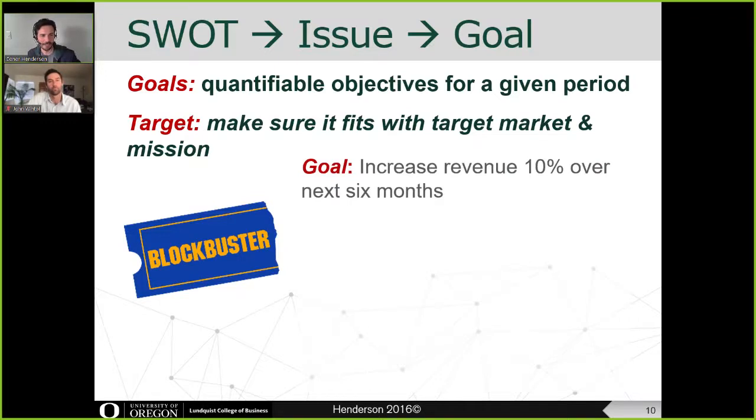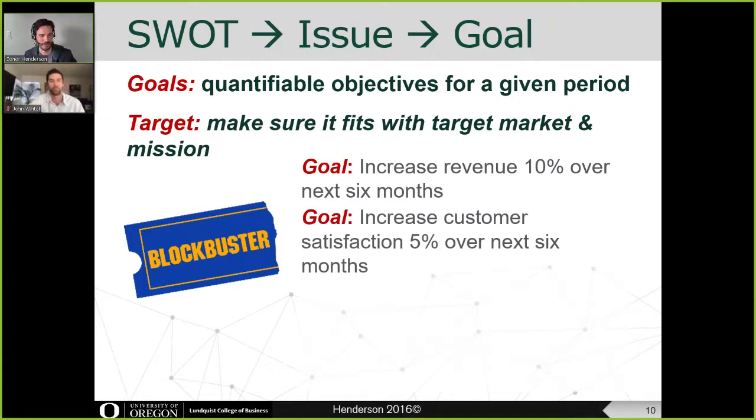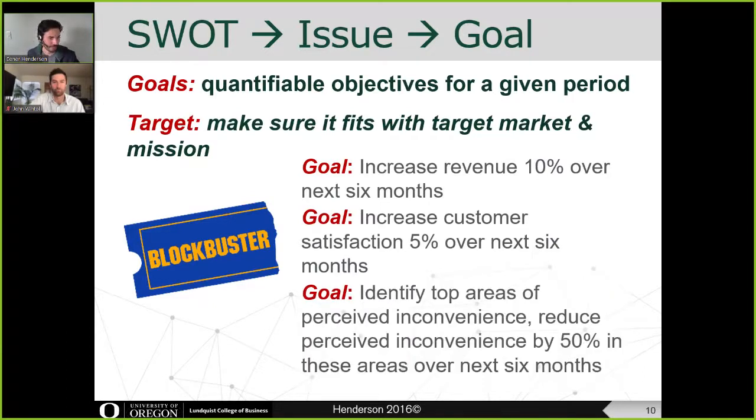And so this is a bad goal that you would typically see talked about in a quarterly earnings report for a company. Like, we expect that we're going to increase our revenue this much over the next 6 months. We're going to increase our profits this much over the next 6 months. A little bit better would be something more customer based. So we're going to increase our customer satisfaction by some amount over the next period of time.